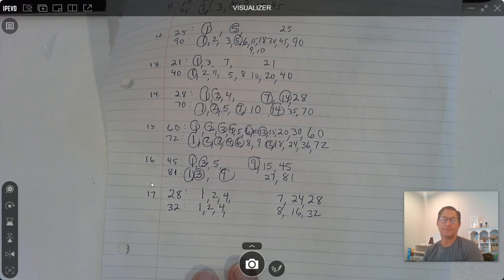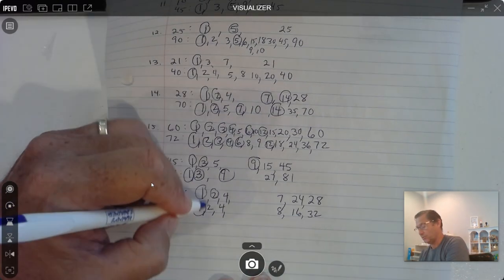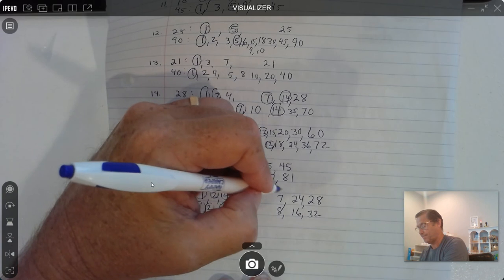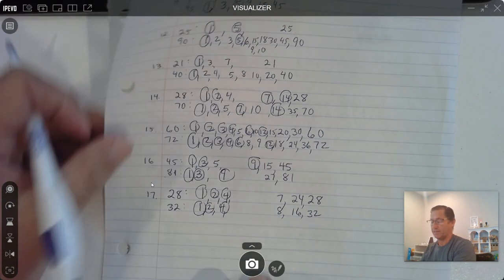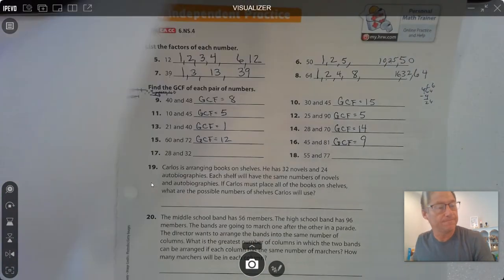5 will not work, it does not end in 0. 6 will not work, it's not divisible by 3. 7 will not work. 8 we already know works, and 9 will not. So our common factors are 1, 2, 4. Okay, so the greatest common factor is 4.